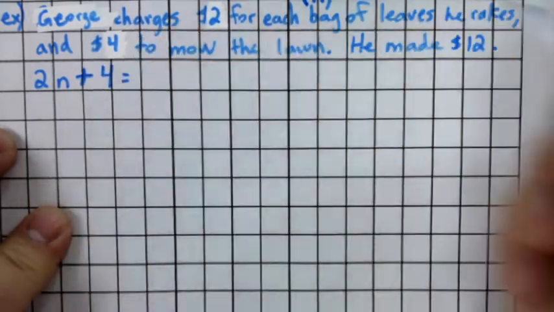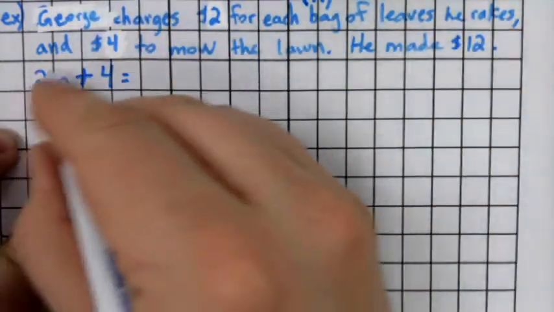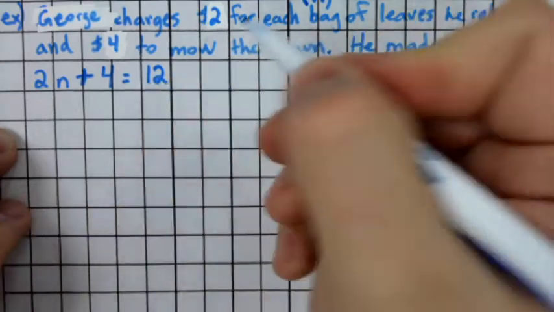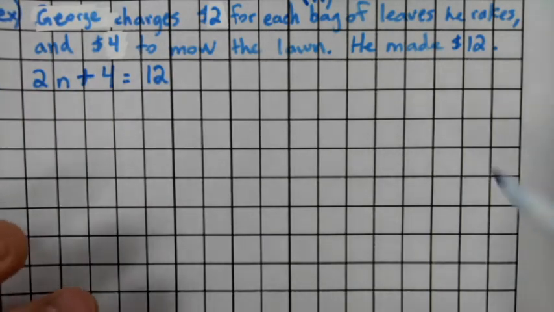And then it says he made $12. So all of this stuff added up is going to equal $12. So there is our equation. So first things first is to get the equation if you have a word problem.